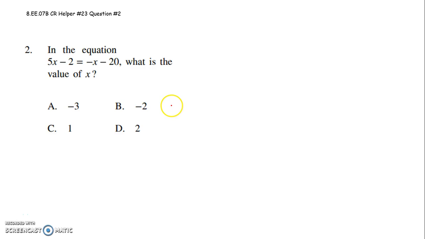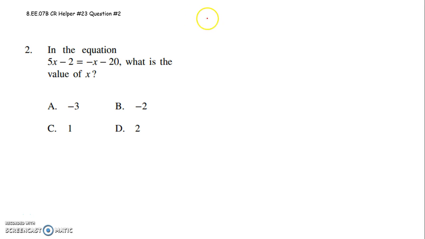Eighth graders, this is to help you with question 2 on CR 23. It says, in the equation 5x minus 2 equals negative x minus 20, what is the value of x? So they're asking which one of these numbers, when I substitute in place of x, makes a true statement.